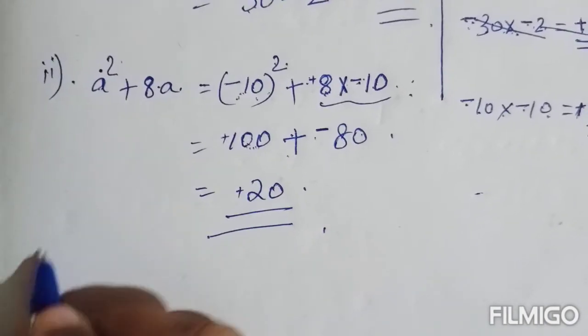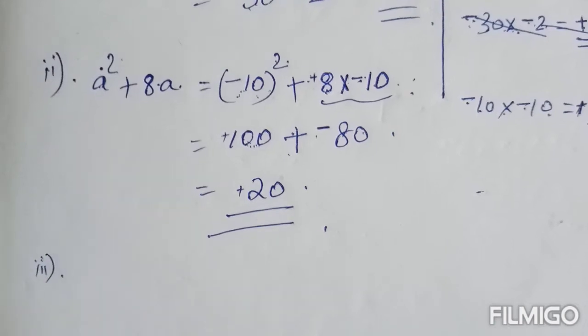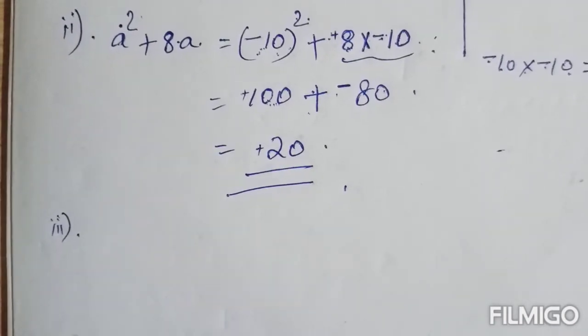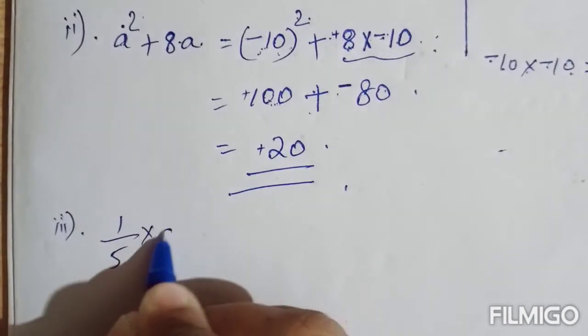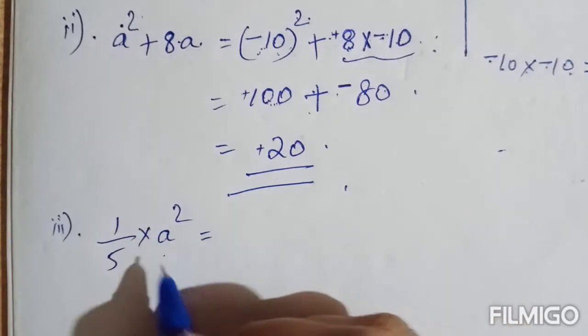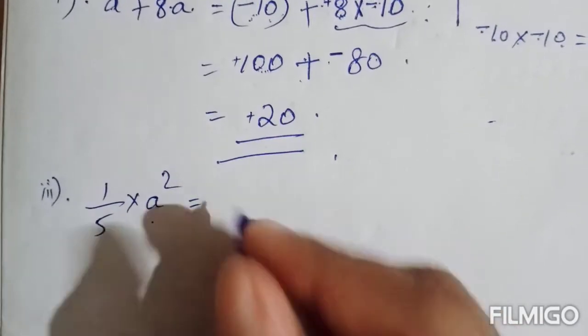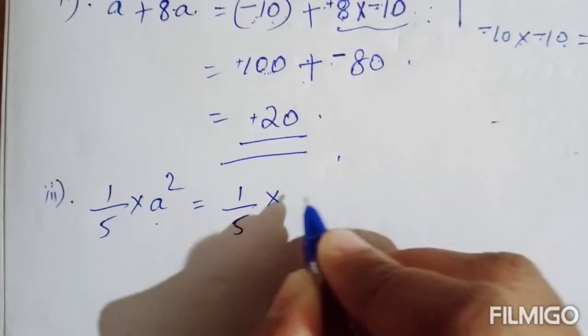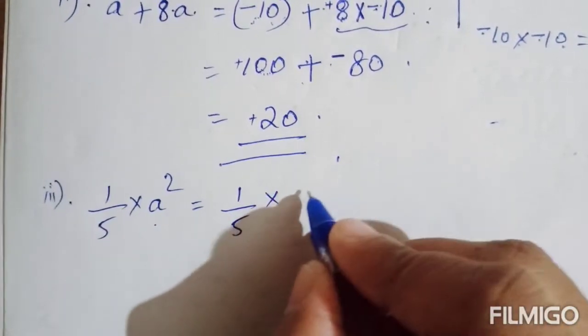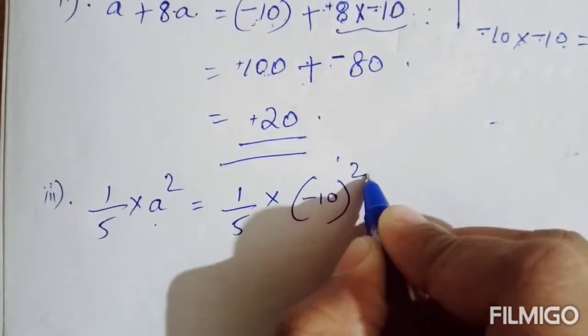Okay. Third one, 1 by 5 into a square. So giving the value for a, what you will get? 1 by 5 into the a value, which is minus 10, square.